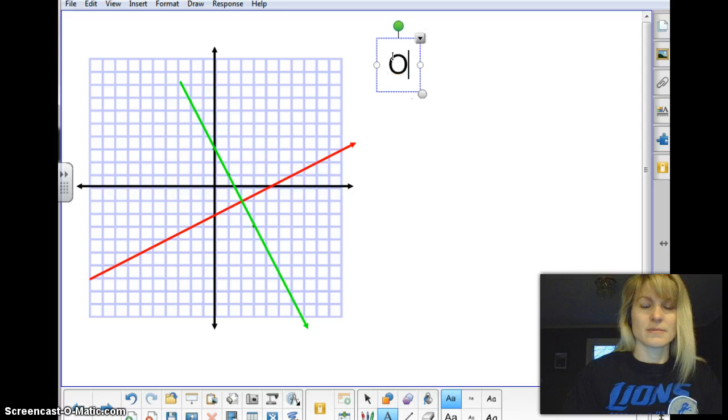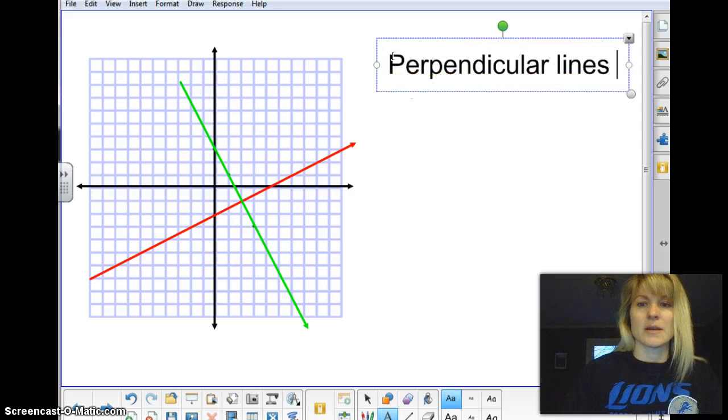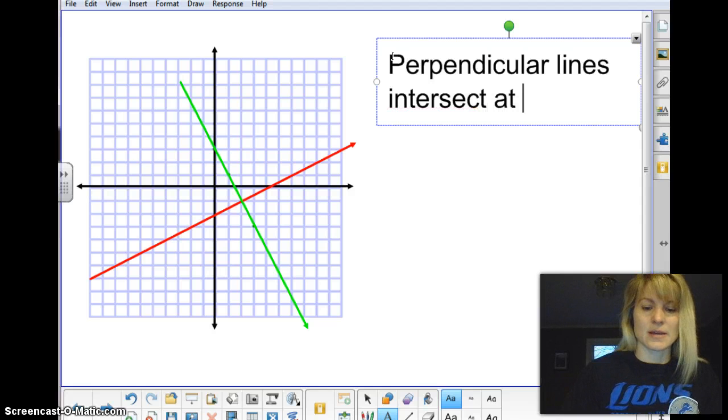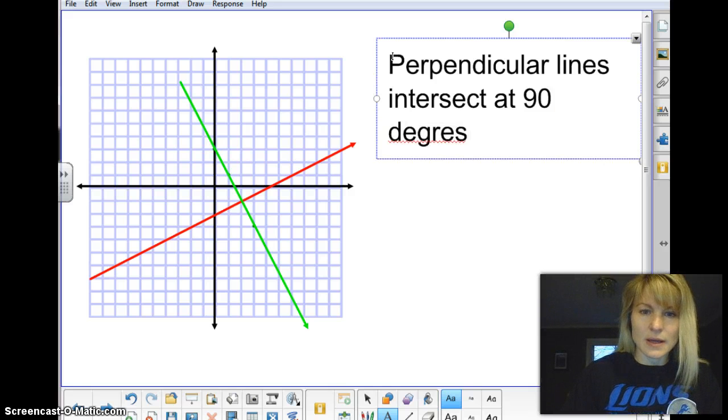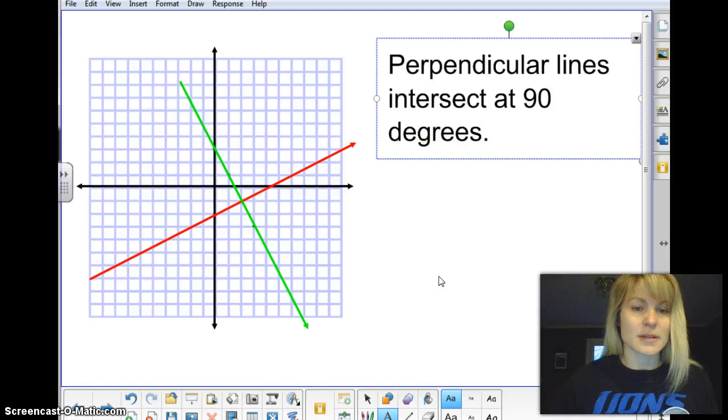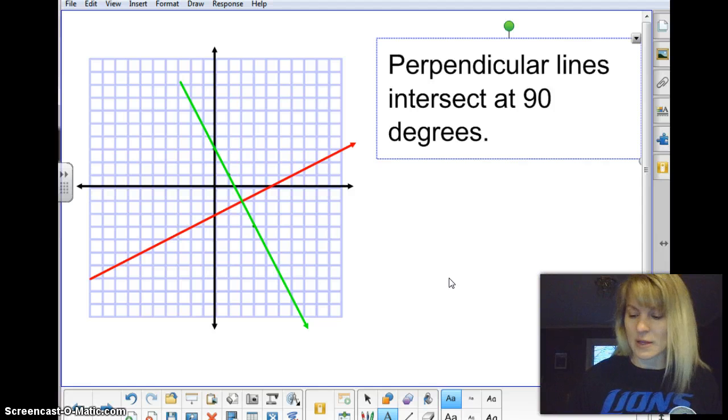Perpendicular lines intersect at 90 degrees. All right, so let's look at the equations of these lines and compare them.